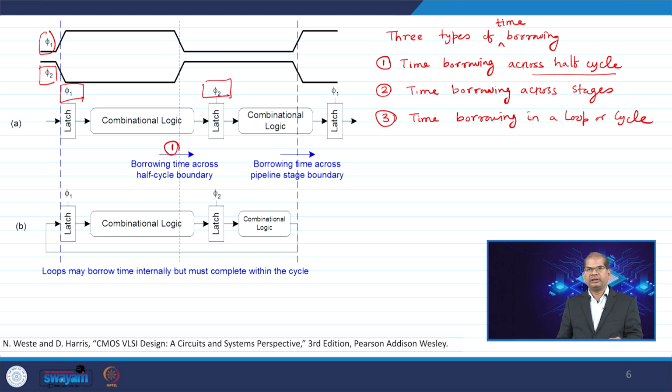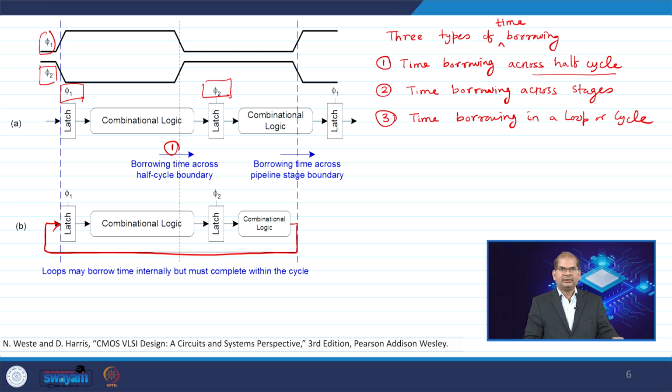Then the third category is time borrowing in a loop. For example, you can see here we have a line which is going back. What it says is that we need to satisfy the setup time requirement of this latch while doing the time borrowing. The setup time requirement of this latch needs to be considered while doing the time borrowing whenever you have a feedback loop. With this background I will discuss one example for each of the types.